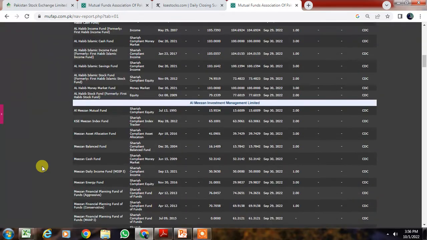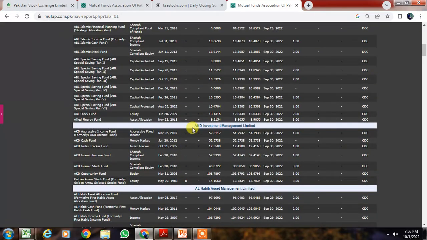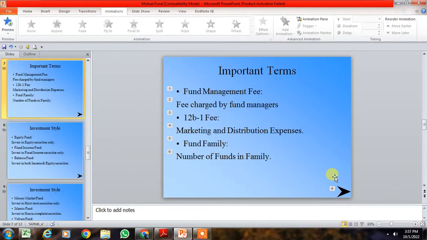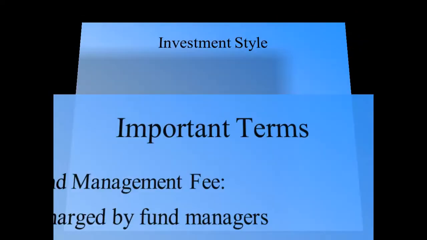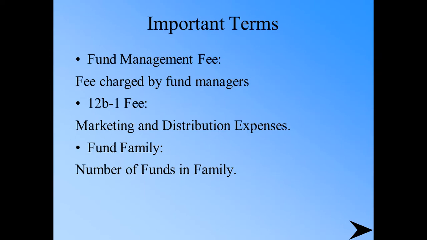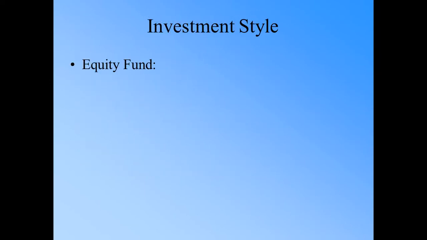Similarly, if you see AKD Investment Management, this is the mutual fund named AKD Investment Fund. Now it has family members 1, 2, 3, 4, 5, 6, 7. So what do we mean by this category? We are going to explain it, but hopefully you understand the meaning of the fund family. By fund family, we mean the number of pools provided by the mutual fund. Okay, now this family is actually based on the investment style of the mutual fund.